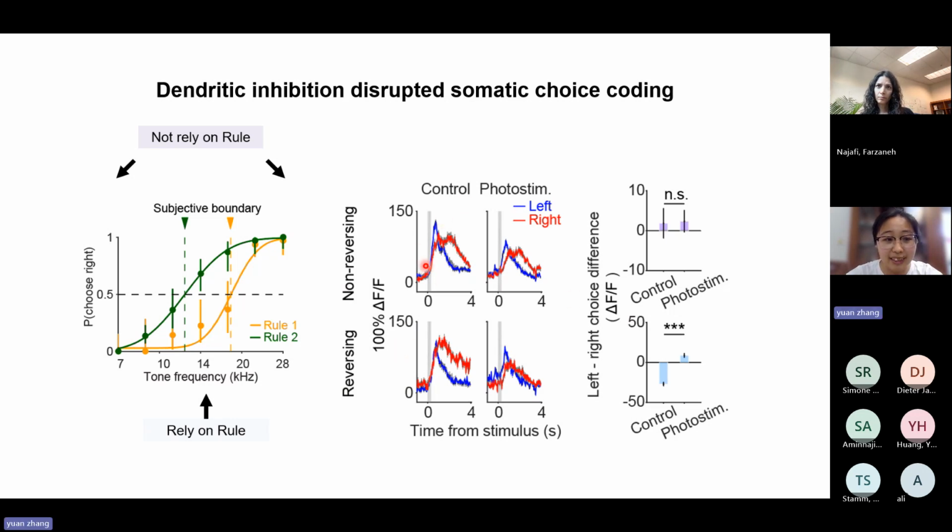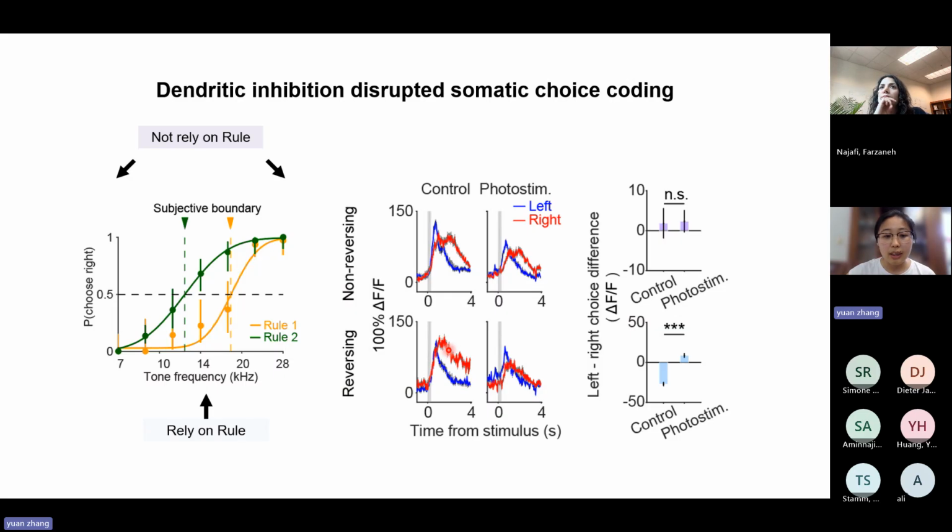So this is all neural activity. For non-reversing trials under the control condition, left trials show higher activity than right trials. But under photostimulation, there's a general reduced activity, but left trials still show higher activity than right trials. So the trial selectivity did not change for the non-reversing trials.